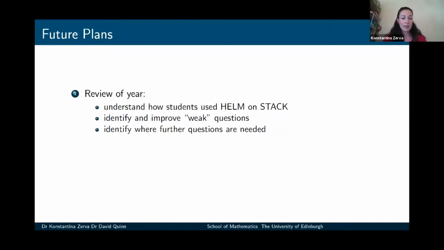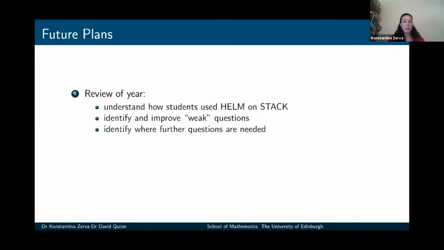So what are the future plans? We have a lot of data to look at. Most of the quizzes had more than 400 attempts. We want to understand how students engage with the materials. Did they do the quizzes on time? Were they answering all the questions or just reading through the materials? We also want to identify any weak questions and improve them. And we want to identify where further questions are needed.